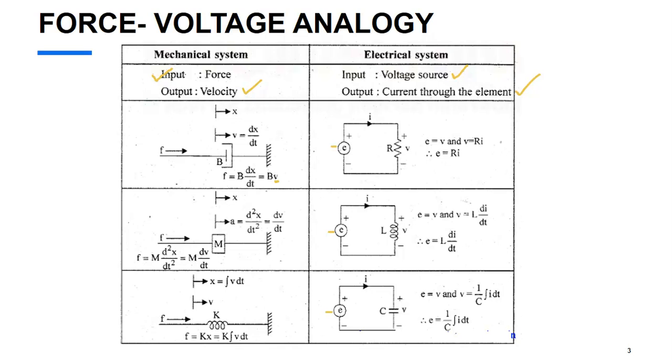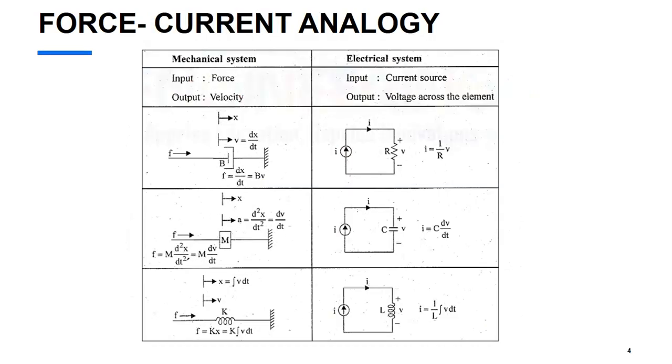Acceleration is nothing but dv by dt in terms of velocity. And for the spring, the displacement is represented in terms of the velocity as integral v dt. The spring is equivalent to a capacitor in the electrical system.